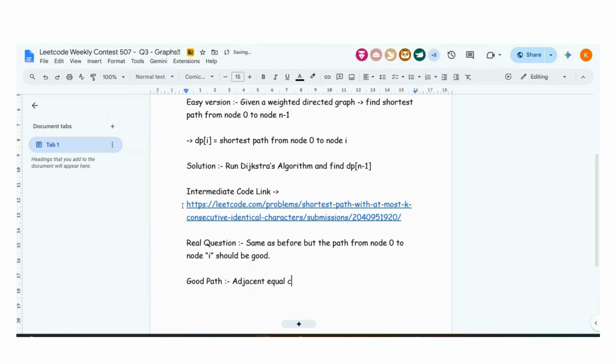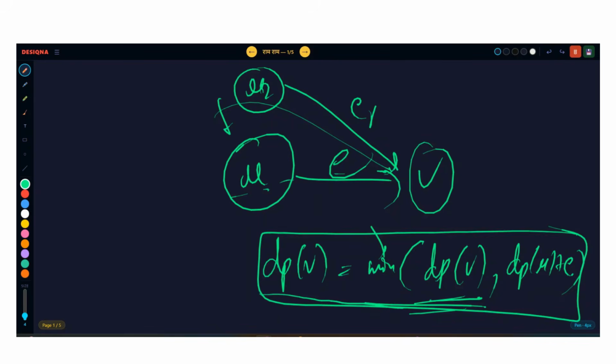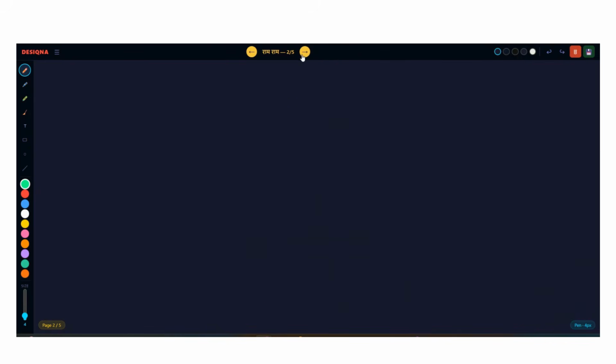Adjacent equal characters should come for less than or equal to k times in the path which you have selected. For example, I will show you an example, okay? So guys, listen, there is this example. Let's say k is equal to 2.